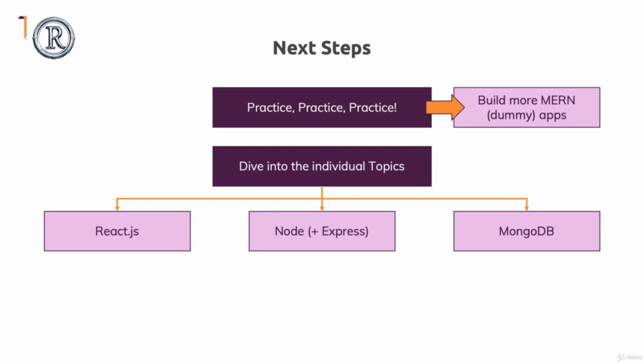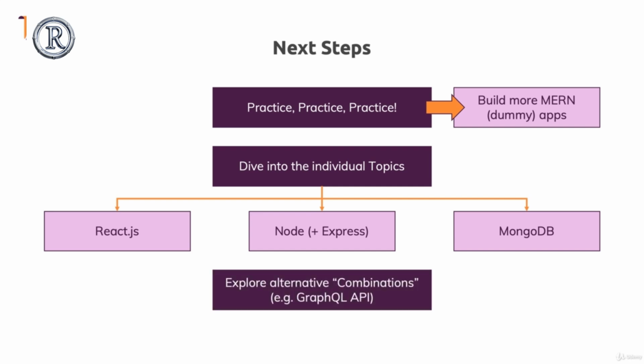And also keep in mind that the way we set up this MERN stack here is just one alternative, arguably the most popular and common one. But you could, for example, also build a GraphQL API instead of a REST API. Or you have a backend where you render views on the server side based on some templating engine, and you only use React in parts of your pages. So explore such alternative combinations as well.